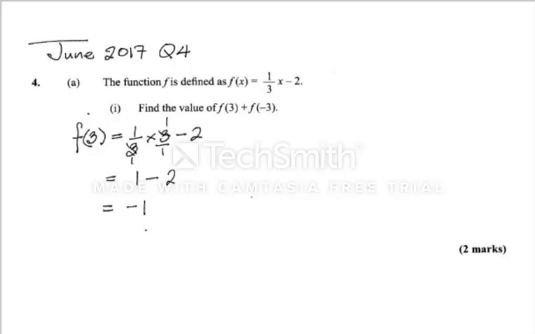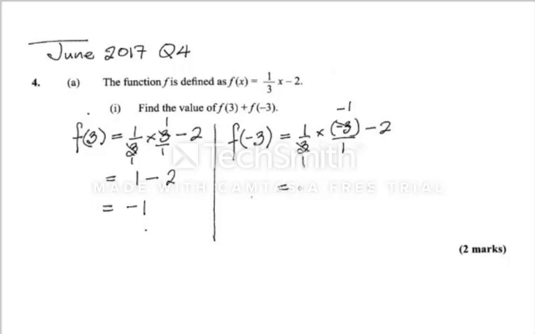All right, let's find f of minus 3. F of minus 3 is saying to me that in f, wherever I see x, I must take out x and put minus 3. So it's 1/3 of minus 3, minus 2. So this cancels that, minus 1. So now what we have is minus 1 minus 2, which is minus 3.